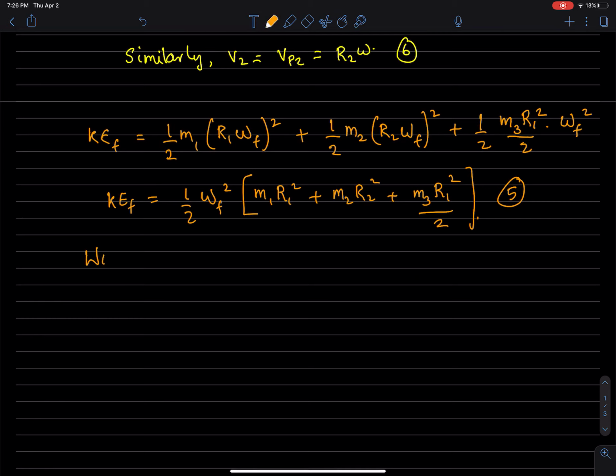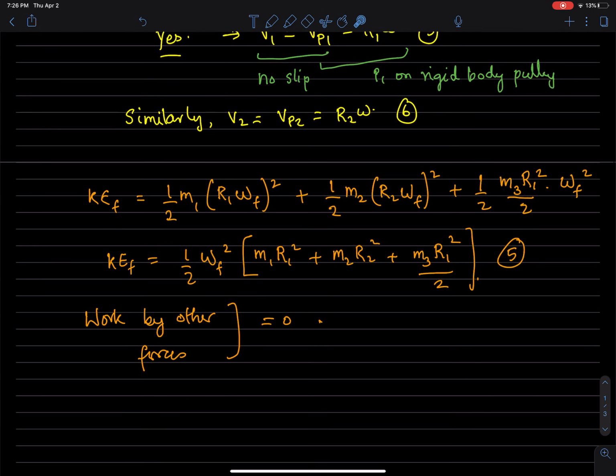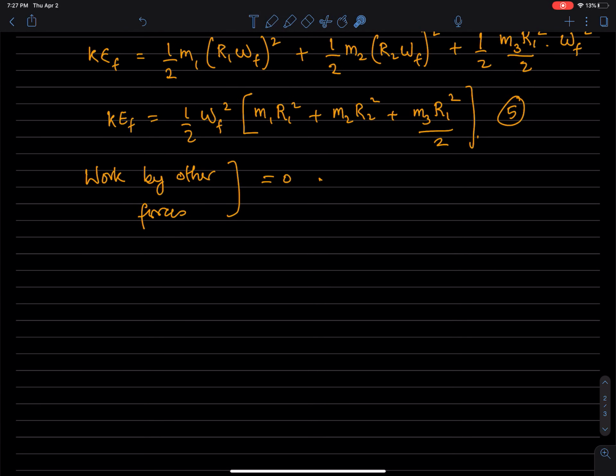Work done by other forces will be equal to 0, because what are the other forces? Well, there are things like normal reaction between rope and pulley, friction between rope and pulley. All those forces do exactly 0 work because there is no slip between the rope and the pulley. Because there is no slip, there is no relative motion. Work relies on relative motion between objects or between the force and the object, so the work done by other forces equals 0.